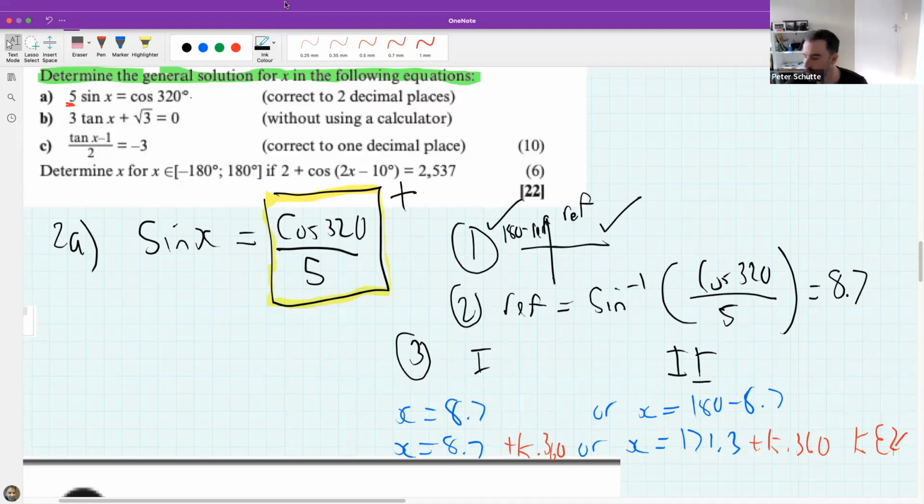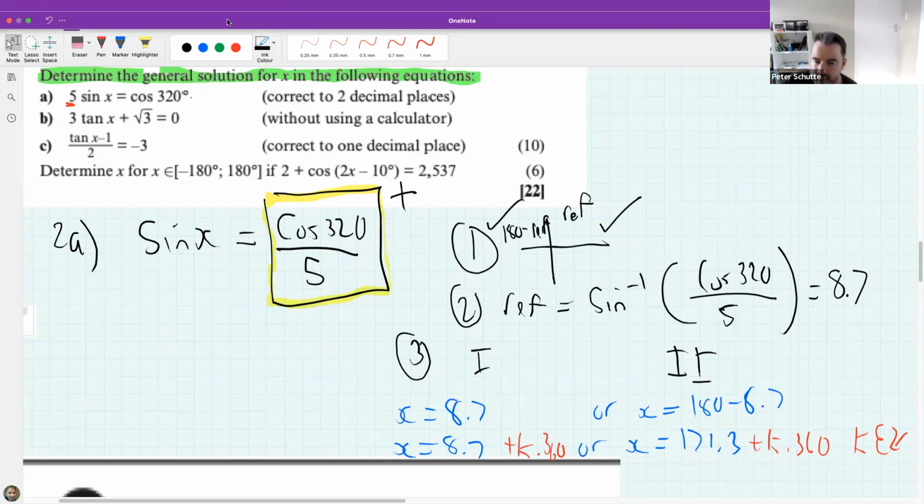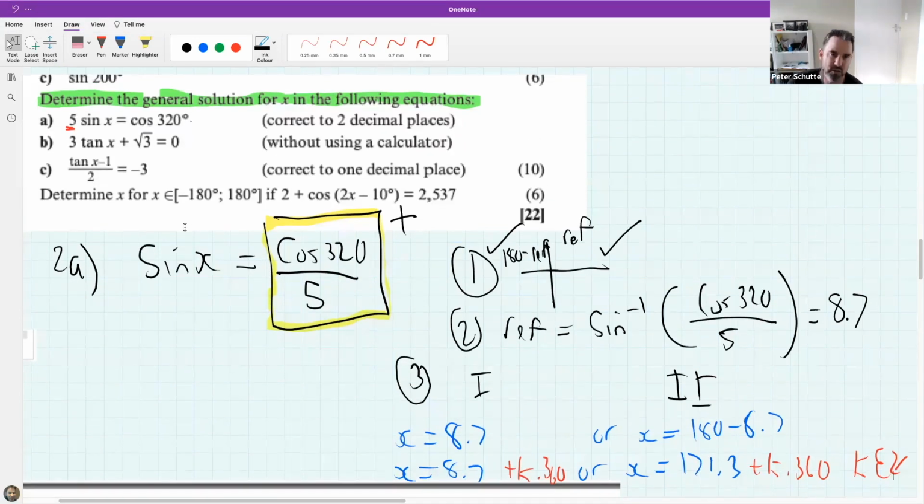I know that my brain needs a break. Morgan's asked, why do we add k times 360? Because Morgan, in the question, it said that we need to determine the general solution. And the general solution includes all the solutions. Because the sine graph repeats itself every 360, the answer here, 8.7, is an answer, but so is 368.7. And the k times 360 allows my answer to include those answers.